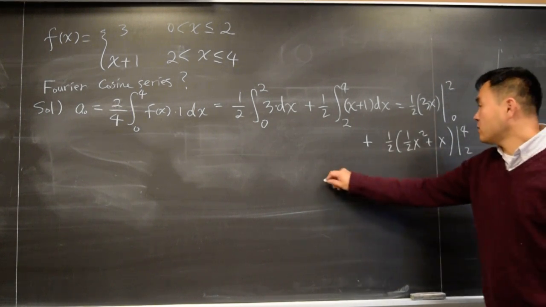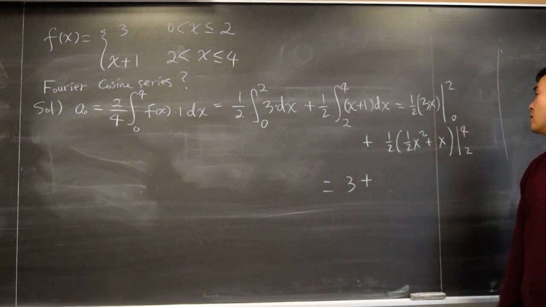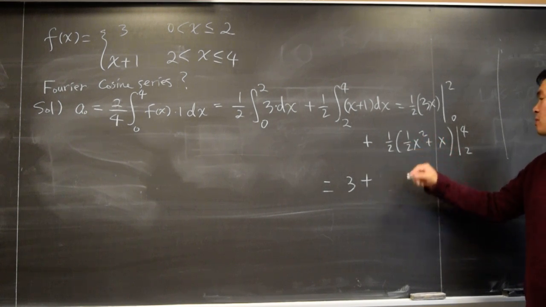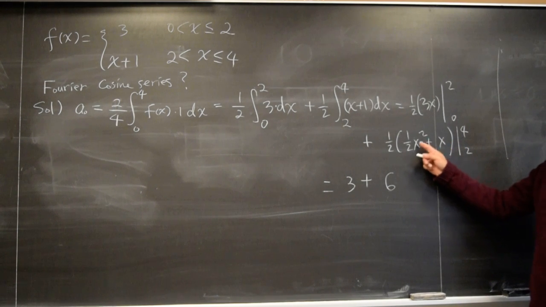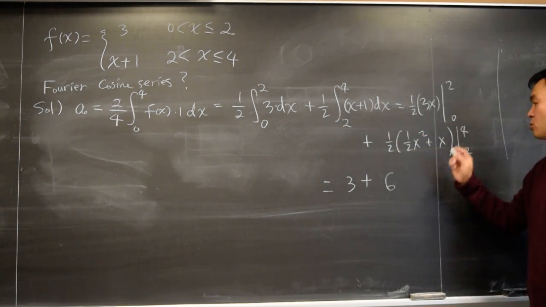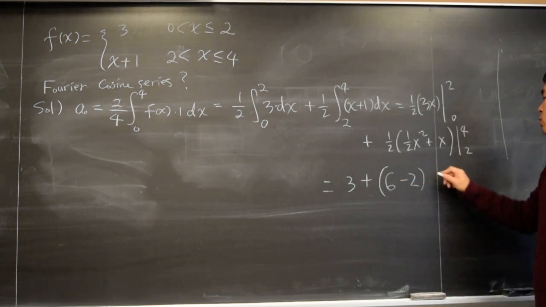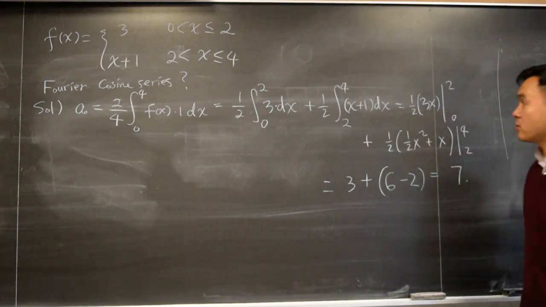Okay, let's see what that is. 6 divided by 2, that's 3. And then 4 squared is 16 divided by 2, that's 8. Plus 4, 12. 12 divided by 2 is 6. And then when you plug in 2, that's 4 over 2, which is 2. Plus 2, that's 4. Divided by 2, that's 2. And that's what you have to subtract. Right? So overall, that's equal to 7. So that's A0.